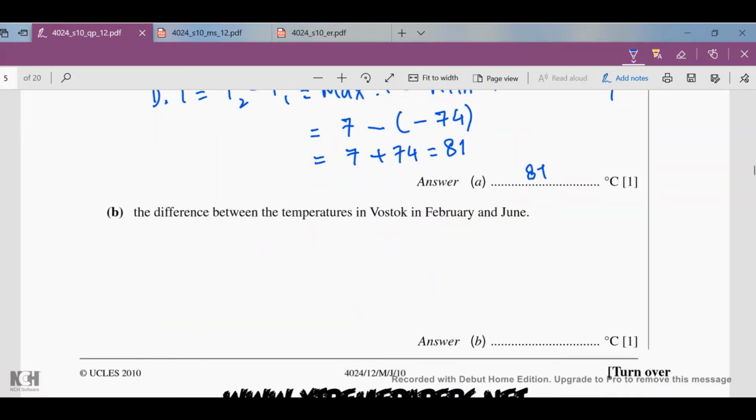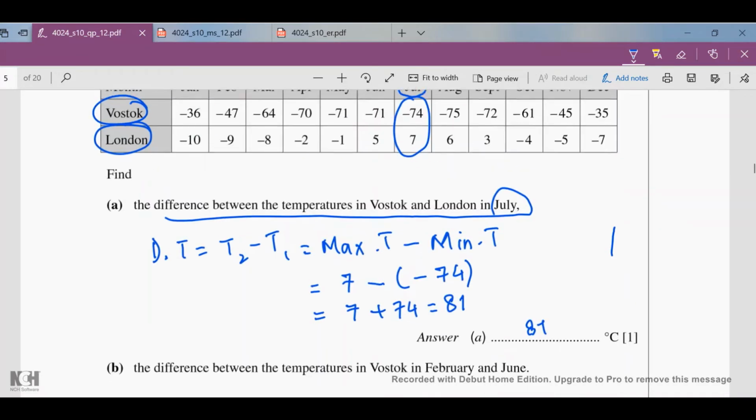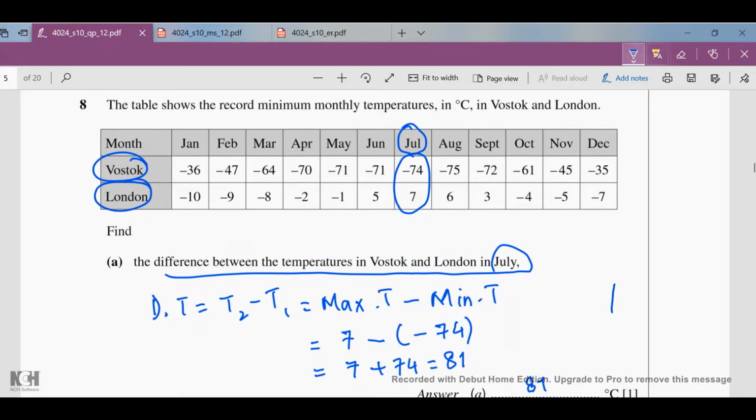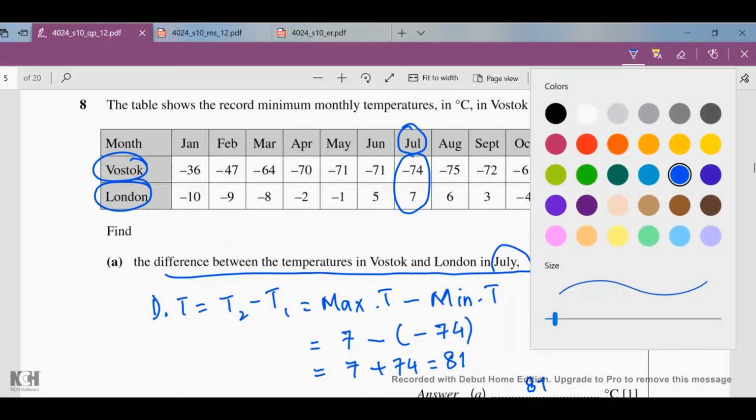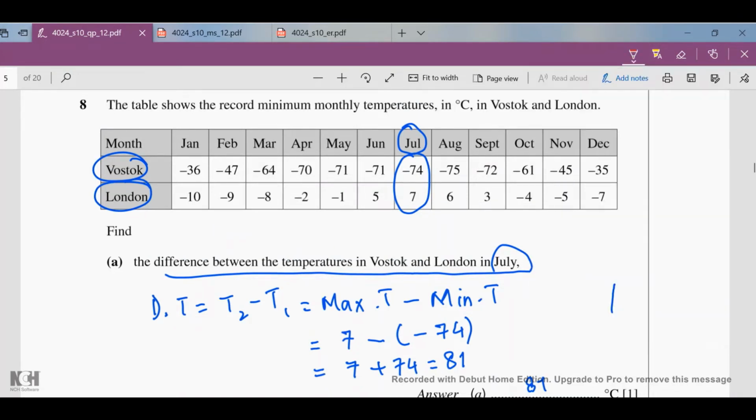Okay, the difference between the temperature in Vostok in February and June. Okay, what we can do? February and June means these two temperatures. What is the maximum temperature? Please, in negatives, the smallest value is the maximum. So maximum is this. This is maximum, and this is minimum temperature.